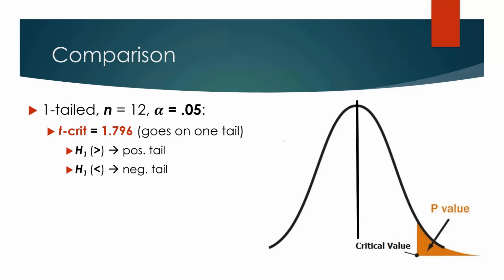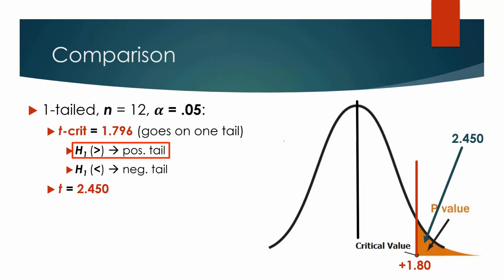So let's say that our alternative says greater than, we would put this t-crit on the positive side, so 1.796, rounded there a little bit, but always keep the t-crit exactly as it's phrased from the table, okay? Now, a t-score of 2.450, right, is that going to go past or before this t-crit? It's going to go past it, right?